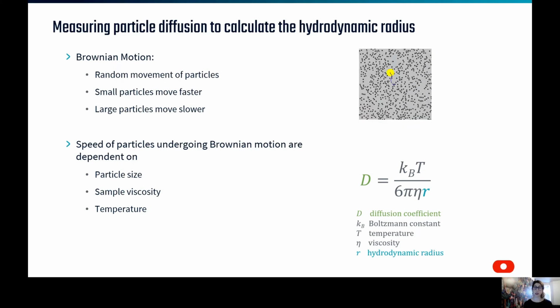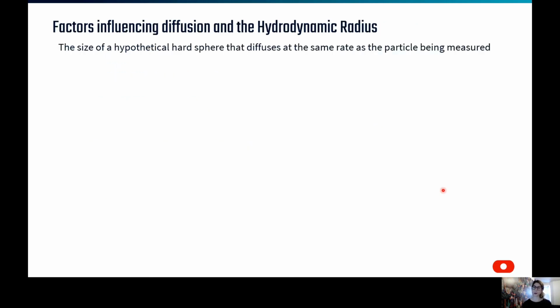And the rate of these measured intensity fluctuations is dictated by a particle's movement in solution and described by the diffusion coefficient D. This equation here is the Stokes-Einstein relationship, where the diffusion coefficient is inversely proportional to a molecule's hydrodynamic radius R, and can therefore be used to calculate a particle's size. So the hydrodynamic radius is defined as a hypothetical hard sphere that diffuses at the same rate as the particle being measured, which means it's an apparent radius, not an absolute measurement.